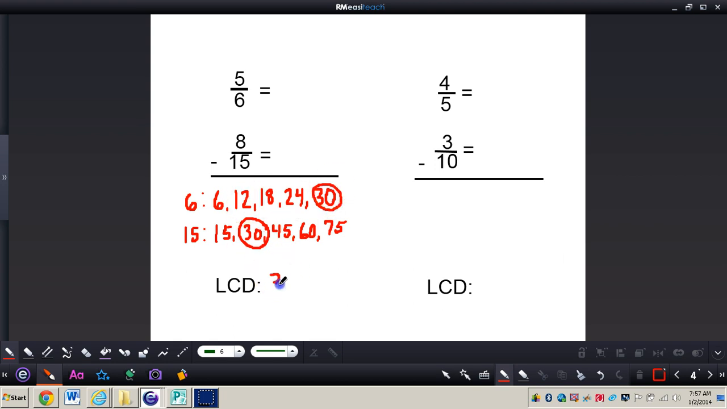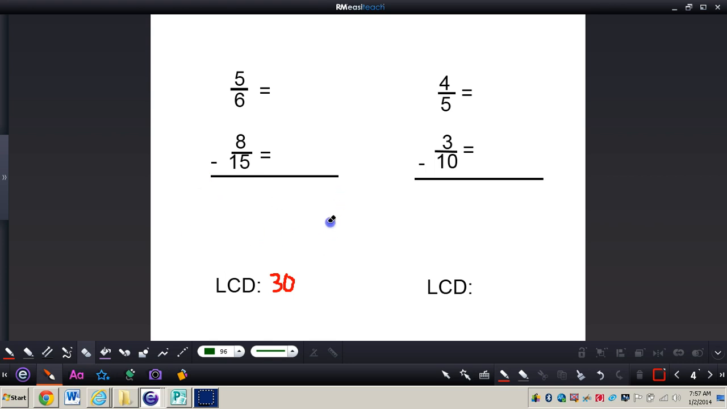So LCD, least common denominator. And actually, if we're just looking at the numbers all by themselves, it'd be the least common multiple. Okay, so 30 is my LCD. Now we need to figure out what we do to 6 in order to get to 30. We multiply that 6 times 5. Then that means we need to multiply my numerator times 5 as well. We have 25/30.